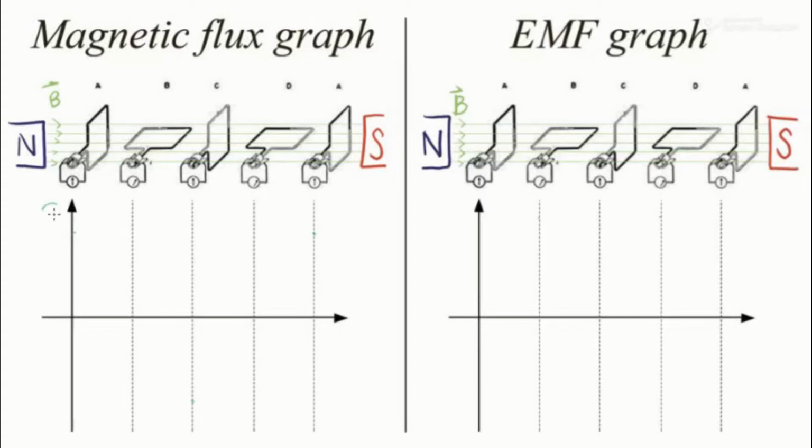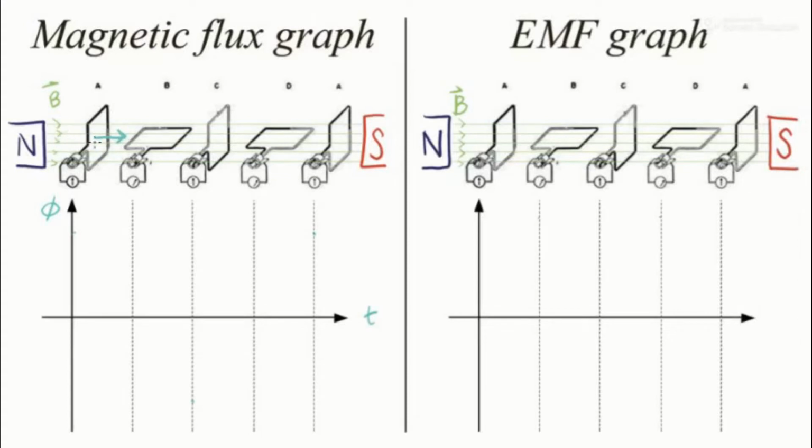Let's take a look at the flux graph first. All we need to do to obtain the values is to look at the normal of the coil and where it points in relation to the direction of the magnetic field. Okay, so starting from position A, the normal of the coil points in this direction. That's the same direction as our magnetic field.